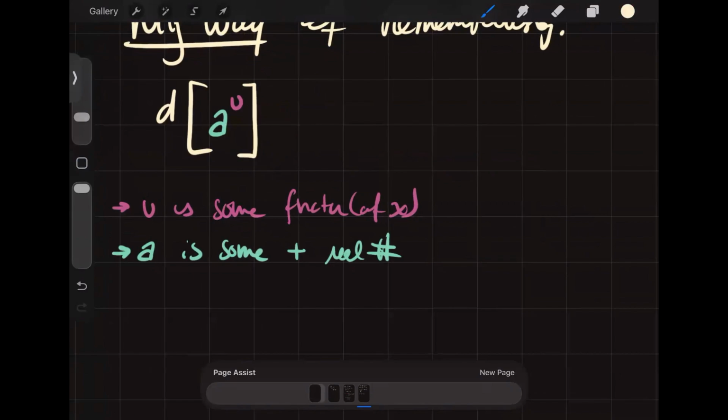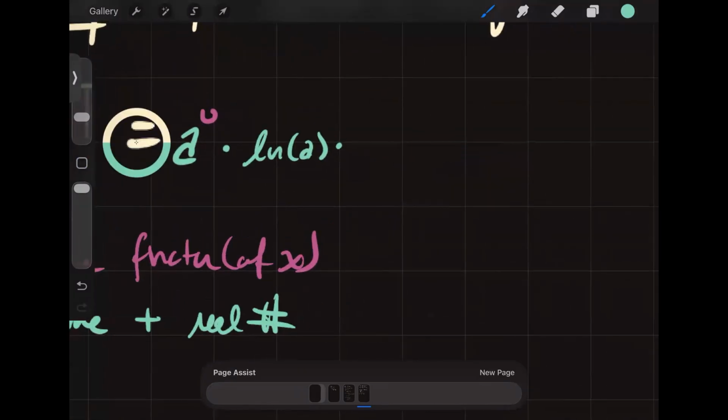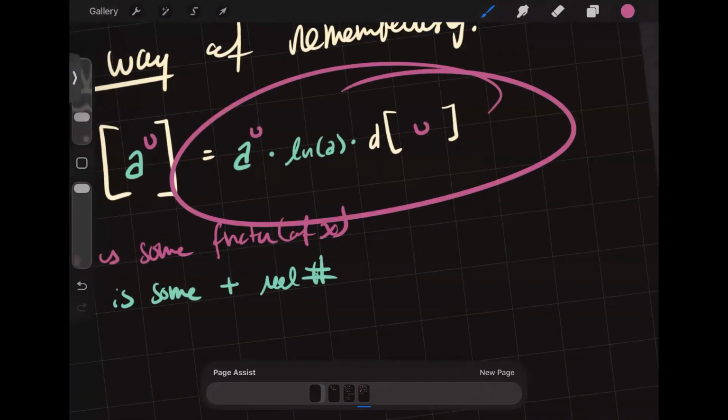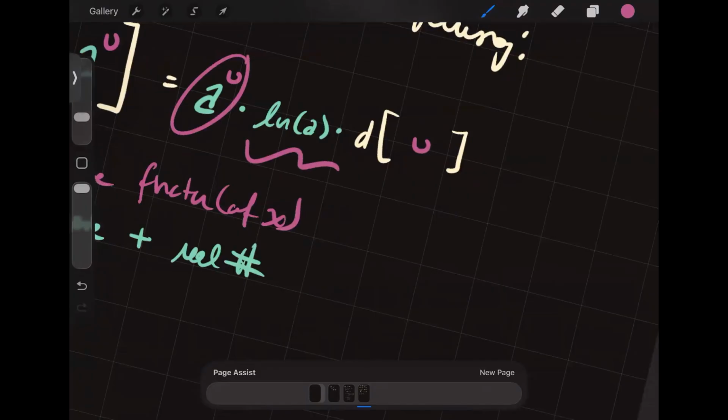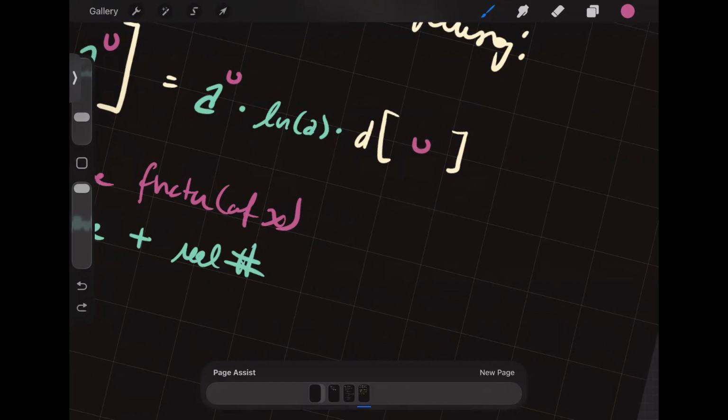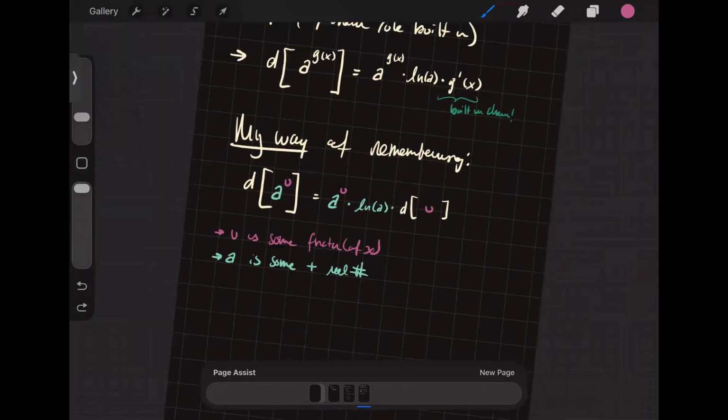And that's going to give you a to the power of u, I'll write that in pink, times ln of a times whatever the derivative of u is. Okay. Or as I like to call it, Aolanadu. The worse your southern accent is, the better, in my humble opinion. Okay.